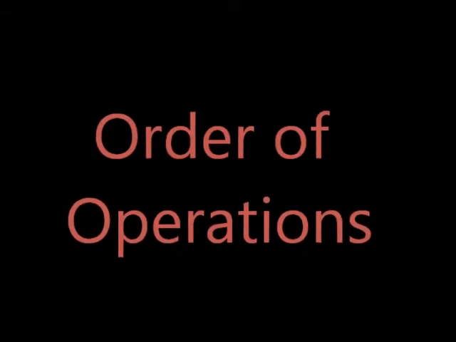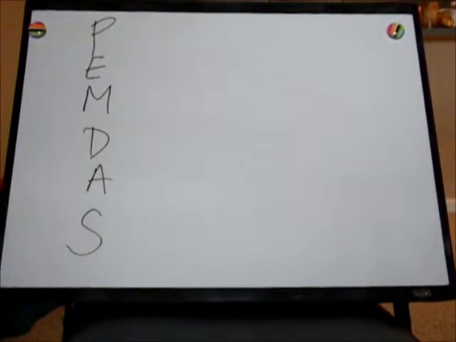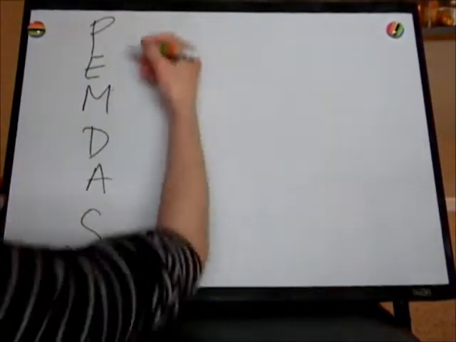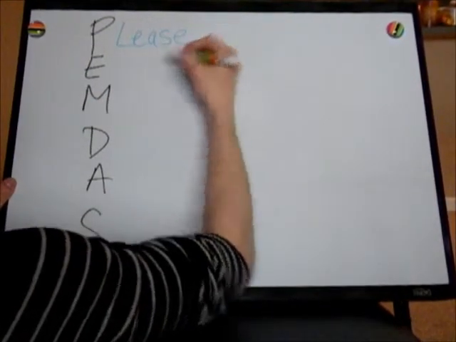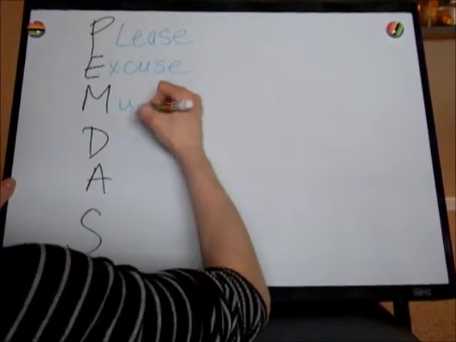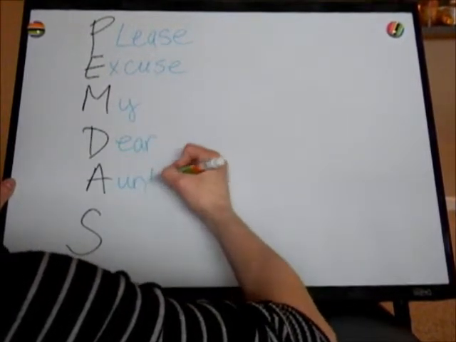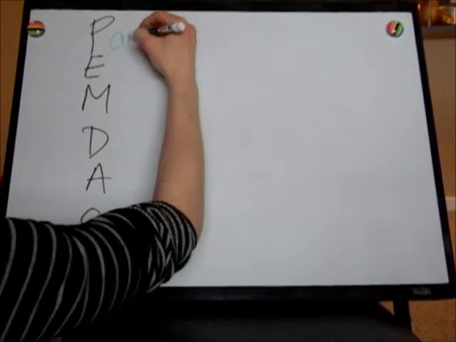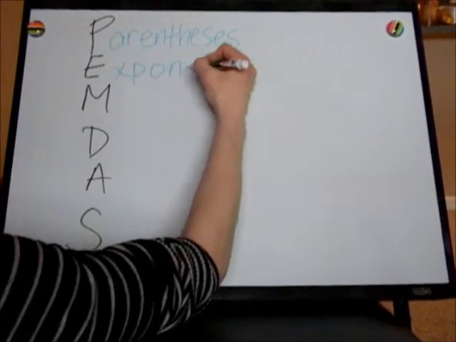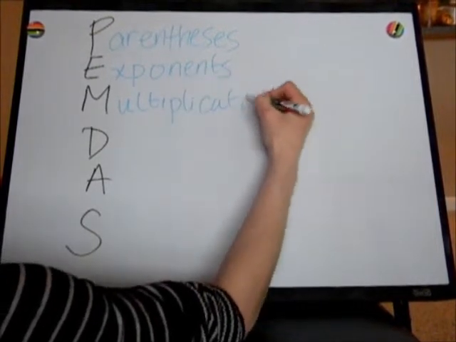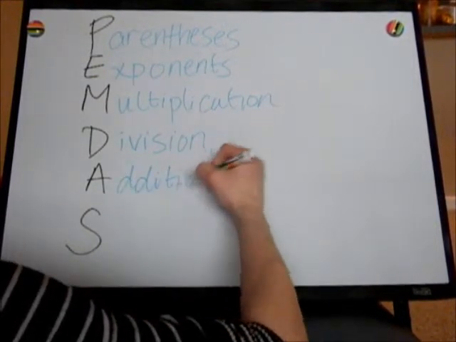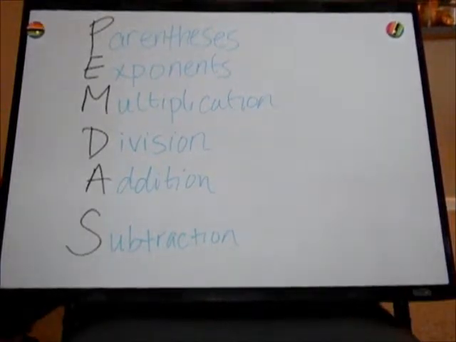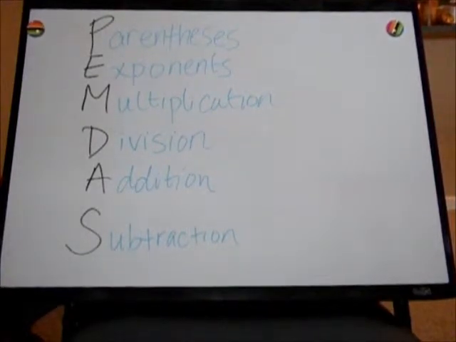Today we're going to do order of operations, and that's a rule that you use during mathematical expressions, simplifying them, and so on. And you can remember it by "Please excuse my dear Aunt Sally," or by parentheses, exponents, multiplication, division, addition, and subtraction.